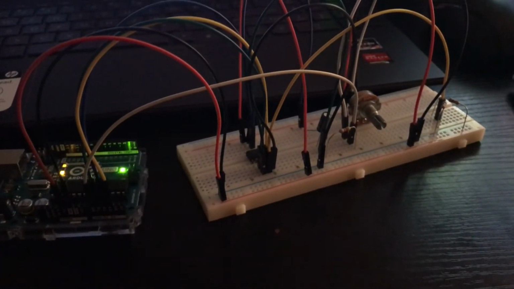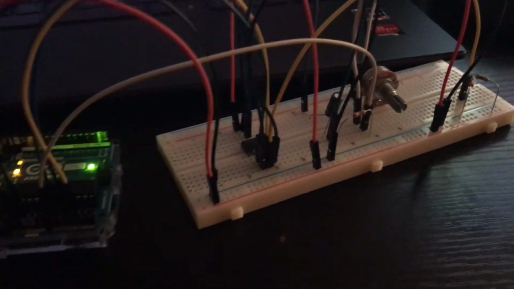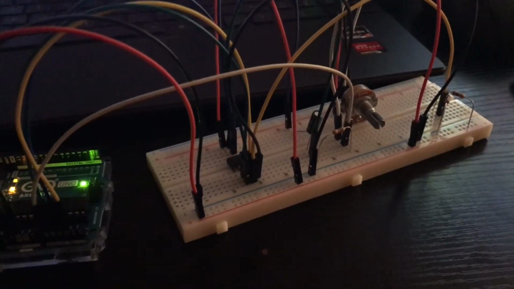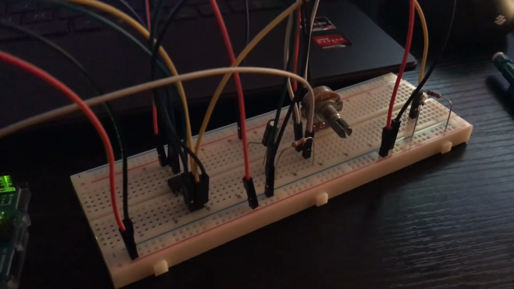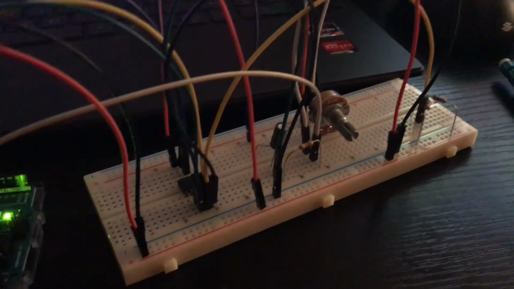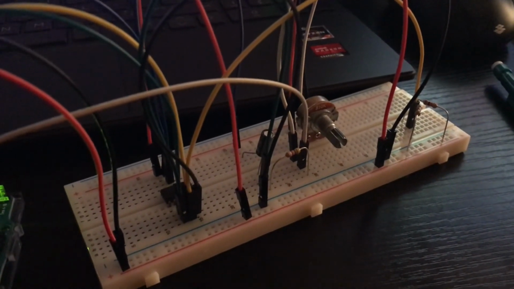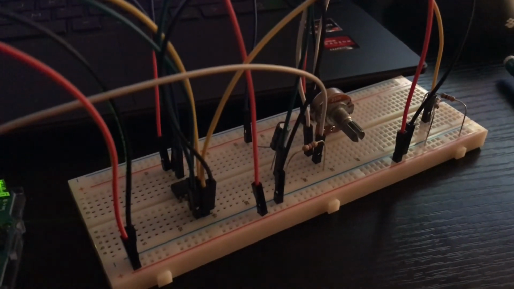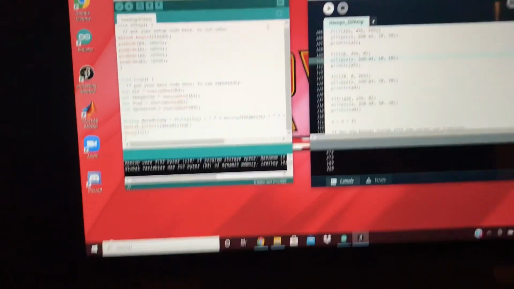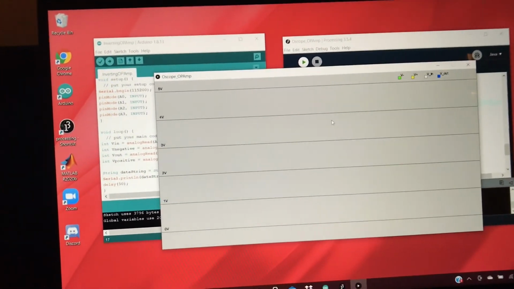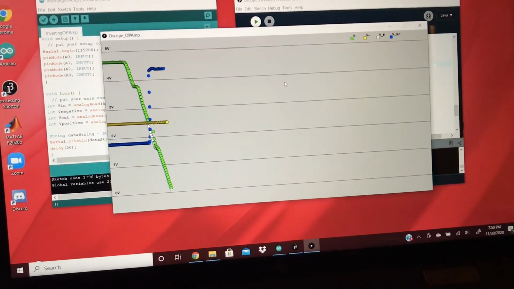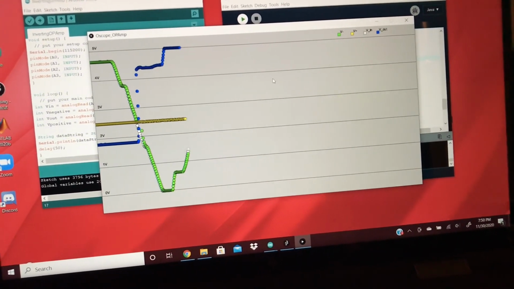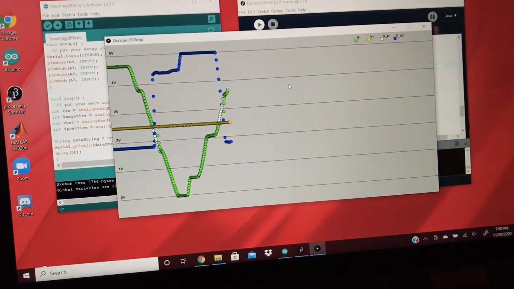Alright, here is the integrating circuit. The only difference between this circuit and the previous inverting one was that we replaced the voltage divider with a 4.7 kilo ohm resistor and a 10 microfarad capacitor. And once we run our processing, adjusting the potentiometer does this, similar to the inverting.